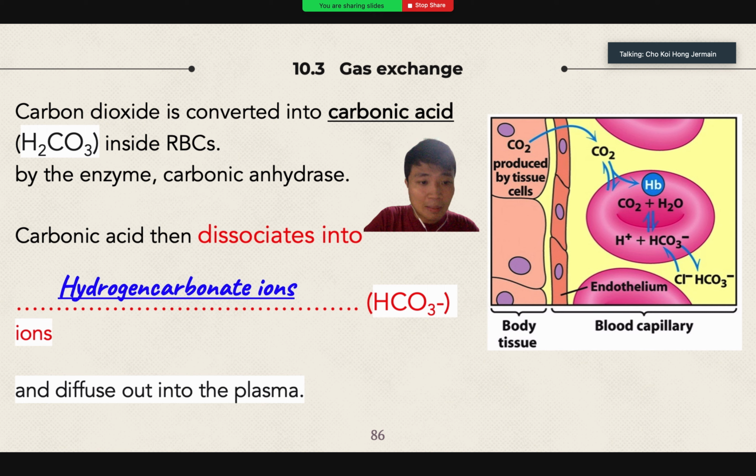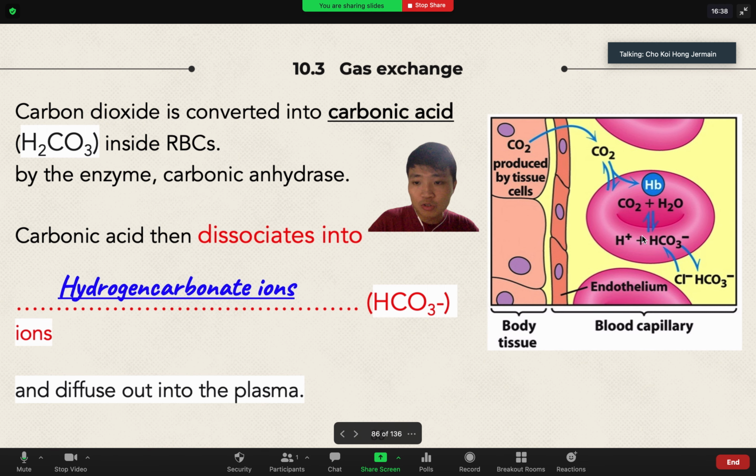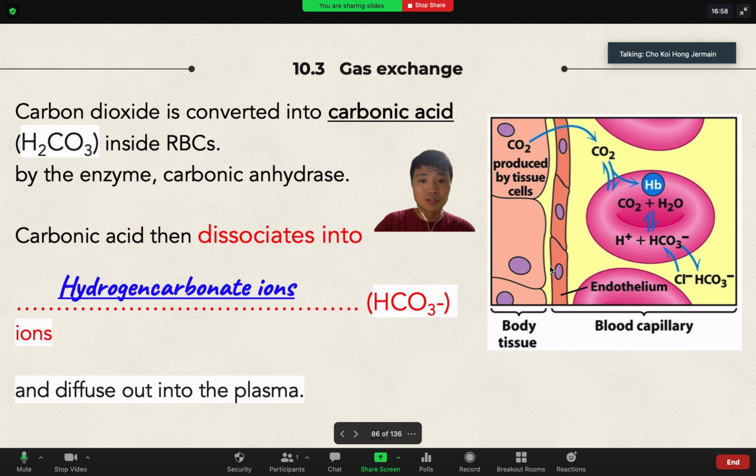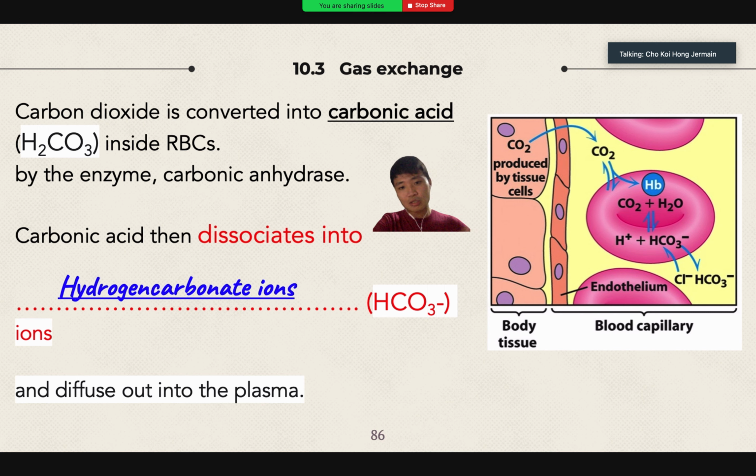Then carbonic acid will dissociate into hydrogen carbonate ions. That's step 2. Can you see over here? H2CO3 will dissociate into the ions. Then the hydrogen carbonate ions will diffuse out into the plasma. So two steps: convert to carbonic acid inside the red blood cell, dissociate into hydrogen carbonate ions, and go out into the plasma. The carbon dioxide will stay in this form until it reaches back into the alveolus again. So it reaches other parts of the body, gives the oxygen, the carbon dioxide comes in, and travels all the way.